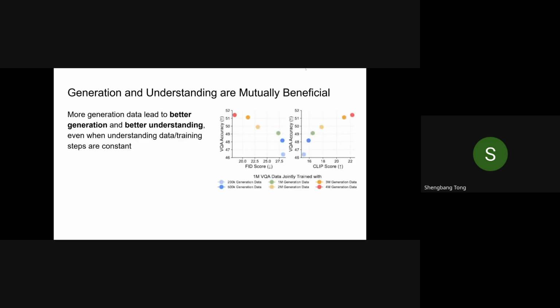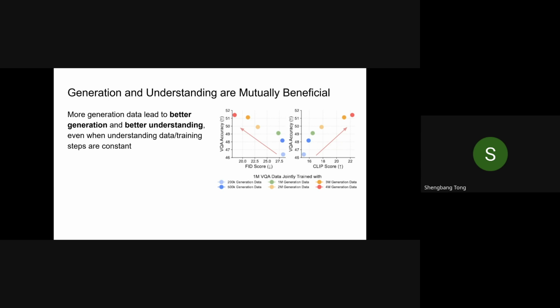And in here, as you may notice, the axes are actually being reversed. So the x-axis here is now the generation ability with FID score and clip score. And the y-axis here is the VQA ability. And once again, in this plot, the amount of VQA data is actually being fixed. What's changing is the amount of generation data. And very similar to what we have observed in the previous plots, more generation data will lead to better generation ability.